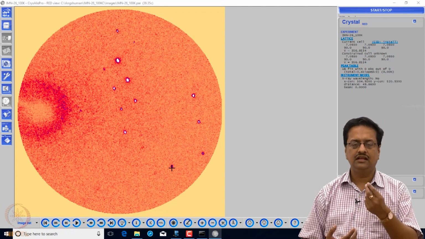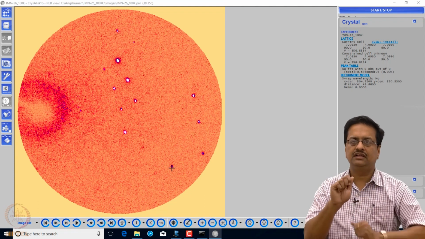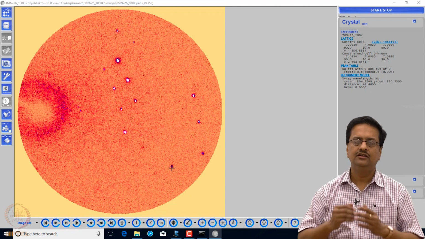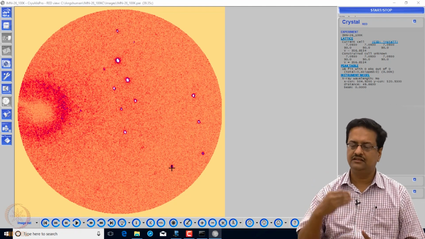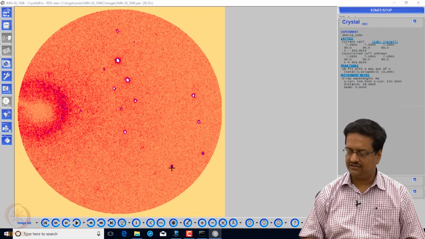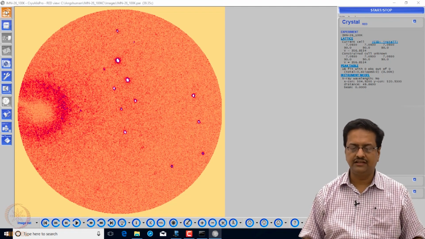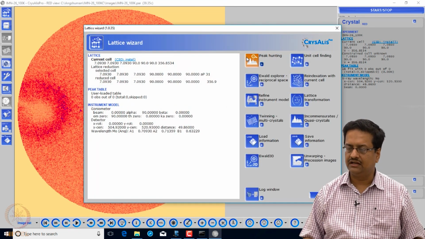Because in a crystal we have a reciprocal sphere, and that reciprocal sphere is rotated about the axis of the crystal to make sure that one of those reciprocal lattice points goes through the Ewald sphere and then makes a diffraction. So when we try to see the indexing, the first point here is to harvest all the spots. So we go for peak hunting.